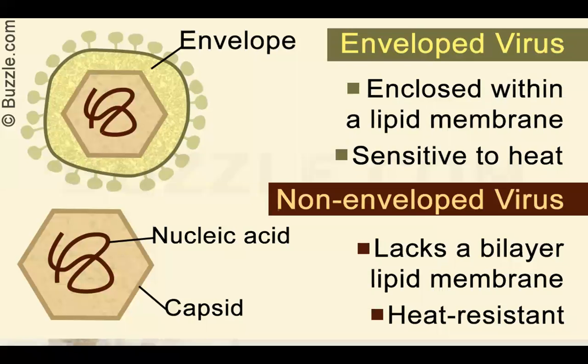There are two types, enveloped virus and non-enveloped. You can see in this picture, enveloped virus. They are enclosed within a lipid membrane, which is sensitive to heat. And second, non-enveloped virus lack a bilayer lipid membrane, and they are heat resistant. That's why nowadays we say that this coronavirus is a heat-resistant virus. That's why maybe it is a non-enveloped virus.